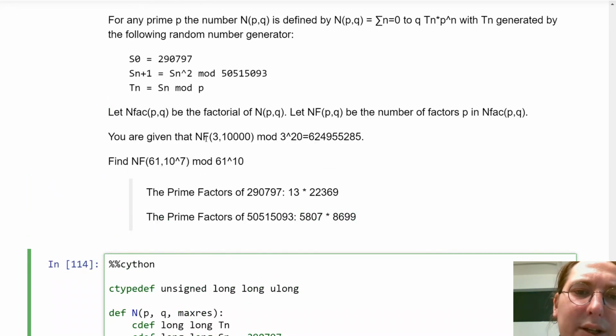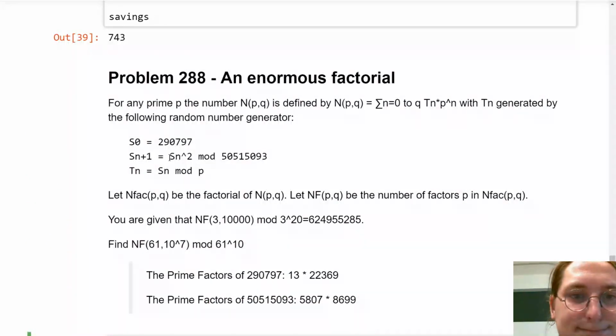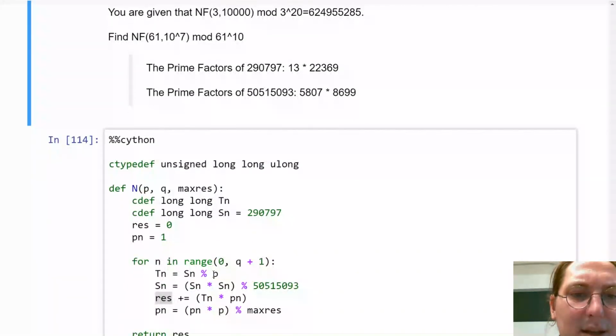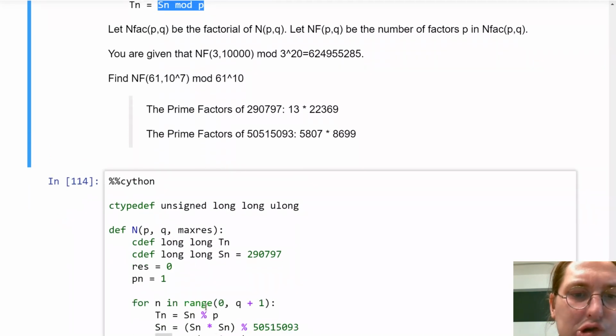We could try and do the quick start here. Well, we have Tn is Sn mod P, but which one is P? P is 3, okay. I thought we were using Sn mod Pn. No, not for this.